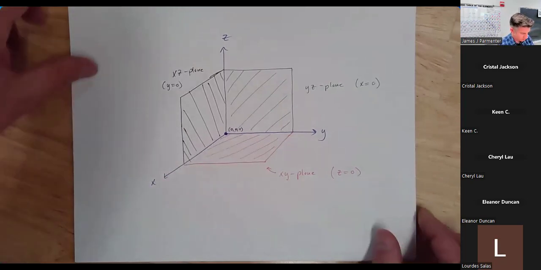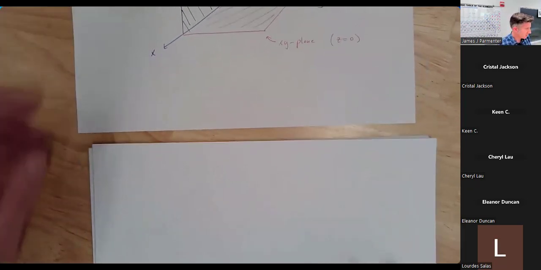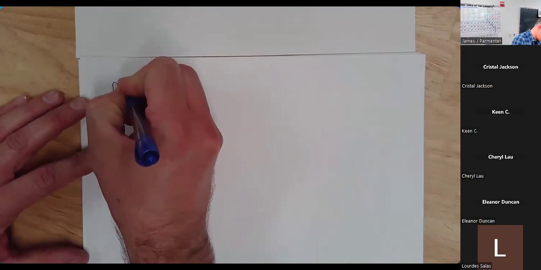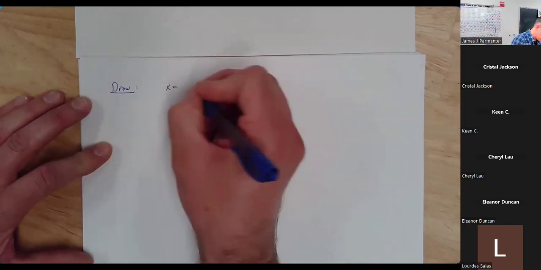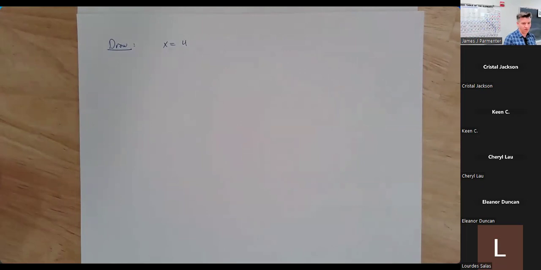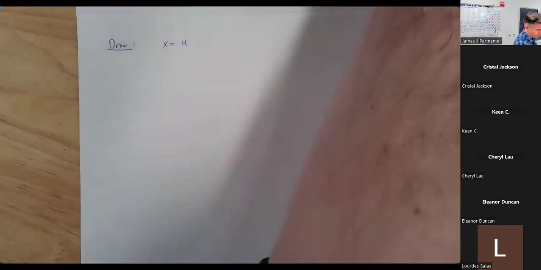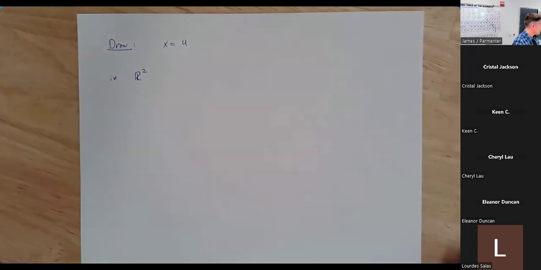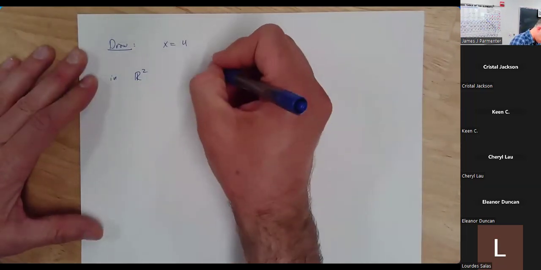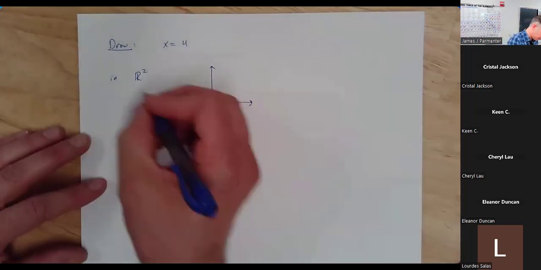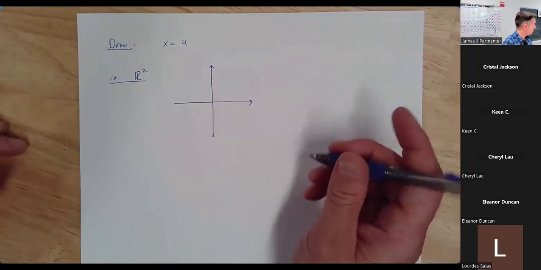So for example, we might be asked to then draw some other planes. So we could be asked to draw the plane like X equal to 4. Let's actually think about this in two dimensions first. Oh, and here's some notation which I've seen in the homework, which I think is worth addressing. So in R2, which literally just means the xy plane, x equals 4 is your usual vertical line.